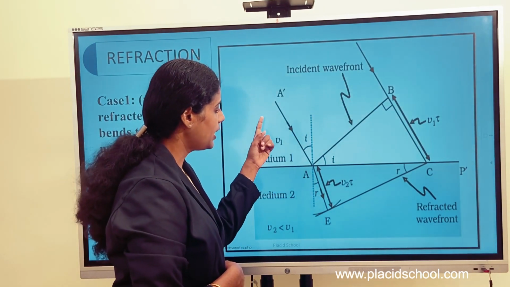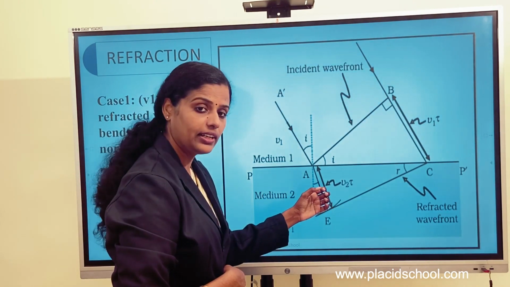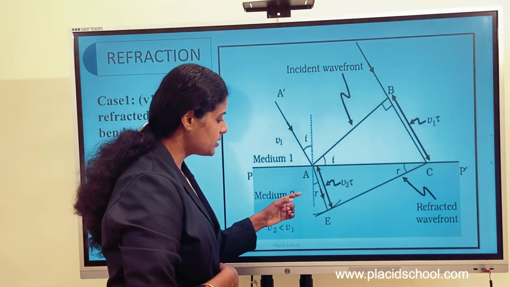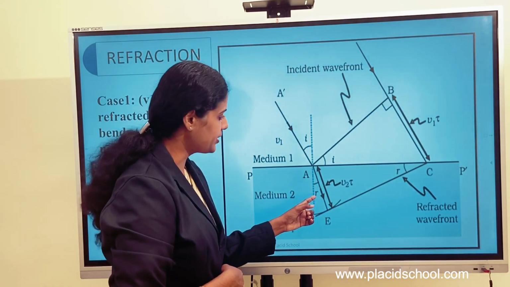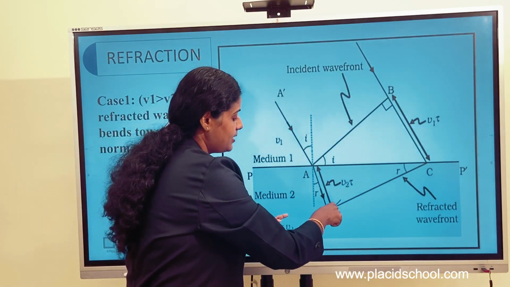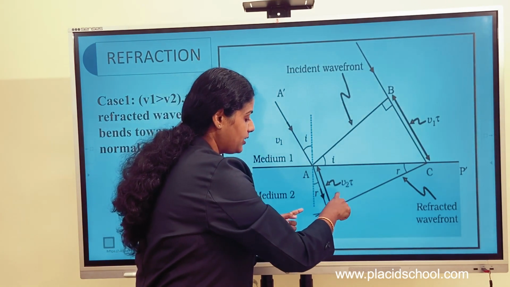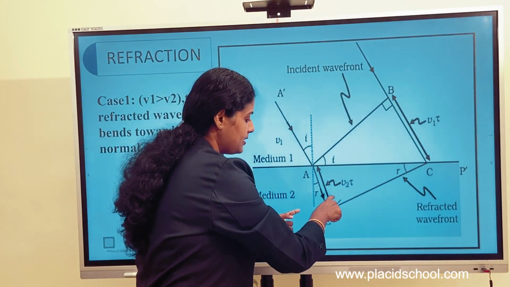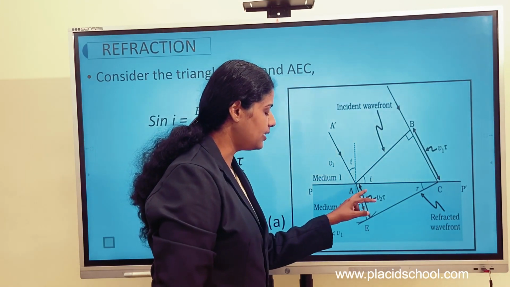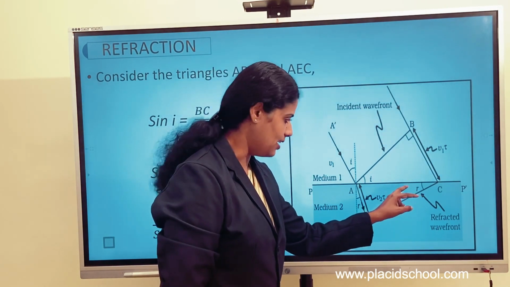This is coming from rarer to denser medium. So the bending of light is towards the normal. So it bent towards the normal. This is the angle of refraction r. So this is r, and this is the tangent, and the refracted ray and the refracted wavefront are perpendicular. That means this is 90 degrees. Therefore, this angle is 90 minus r, therefore this is r, the refracted angle r.